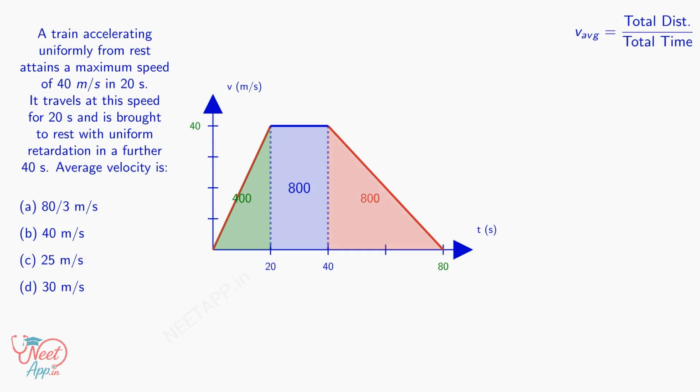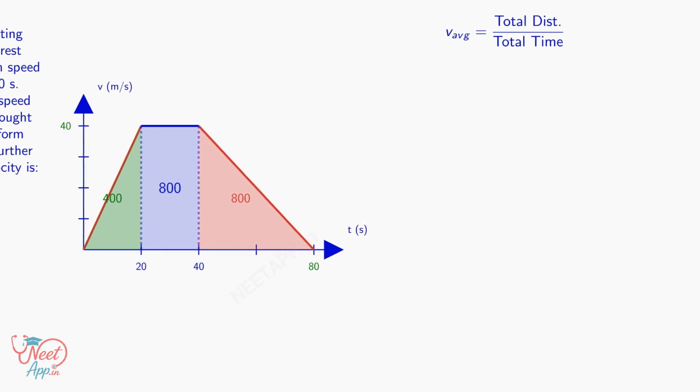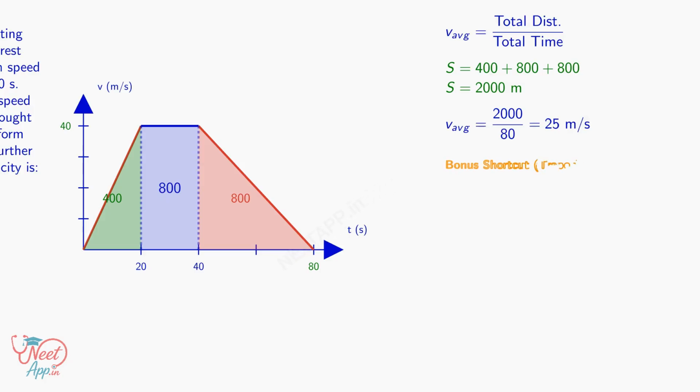Let's calculate the areas of the two side triangles and the central rectangle. The first triangle's area is 400, the rectangle is 800. The final triangle is also 800. Adding these gives a total displacement of 2000 meters. Dividing 2000 meters by the total time of 80 seconds gives us exactly 25 meters per second. That is option C. Want a genius shortcut?